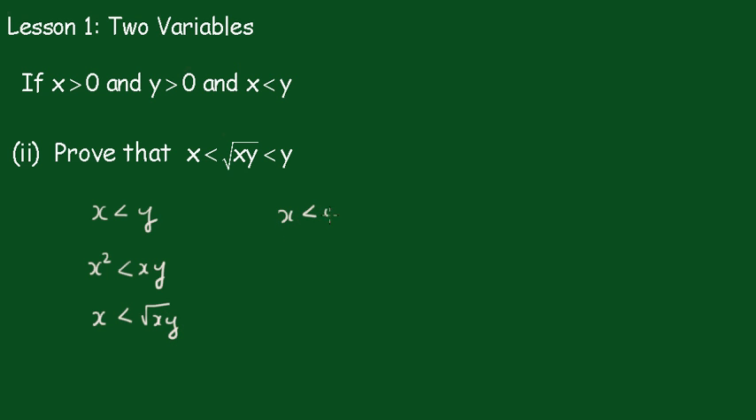And the same sort of thing over here, multiply both sides by y this time, and we get xy is less than y squared, therefore the square root of xy is less than y. This means that these must lie between these two.